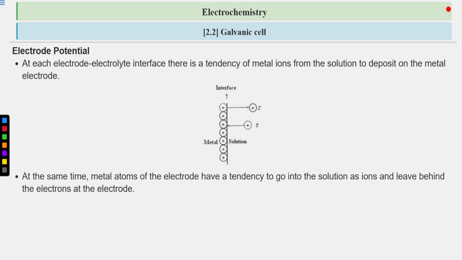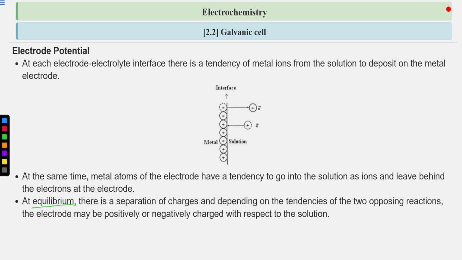At the same time, metal atoms of the electrode have a tendency to go into the solution as ions, and leave behind the electrons at the electrode. The electrons are left here, and new metal ions are added inside the solution. So metal ions, whether in the electrode or in the solution, have a tendency to go from one side of the interface to the other.